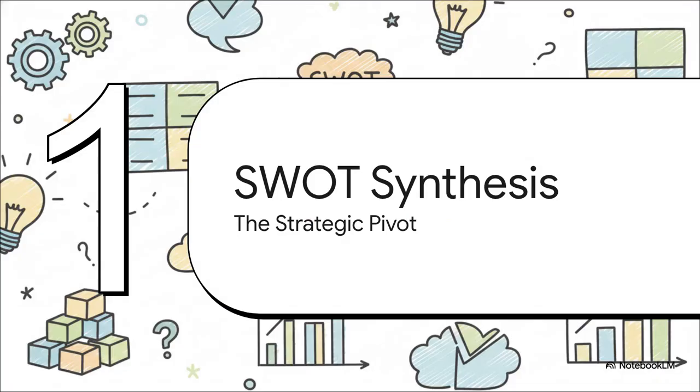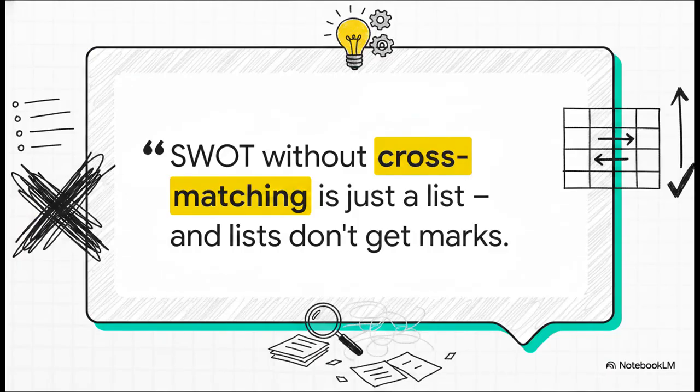Okay, Section 3, SWOT synthesis, the pivot. Now we reach the pivot of our playbook. A super common trap here is simply listing 20 items. 5 strengths, 5 weaknesses, and so on. But remember, we're analysts. We're not just note takers. A SWOT without cross-matching is just a list. And say it with me, lists don't get marks. We absolutely have to synthesize.